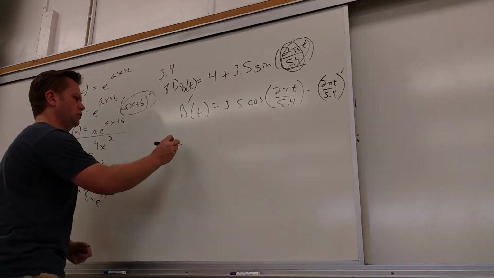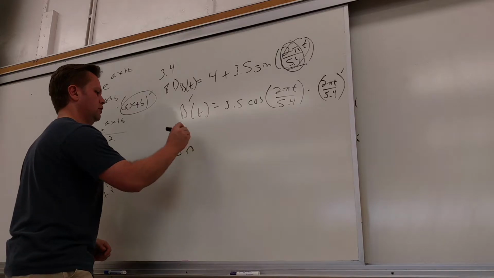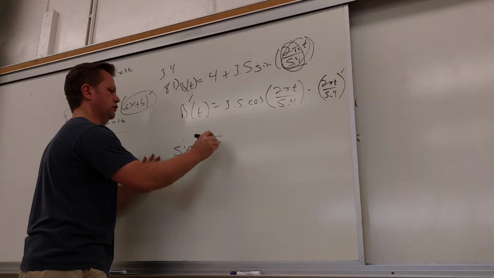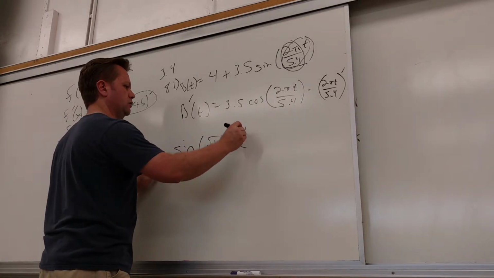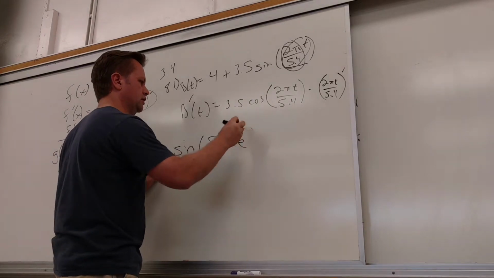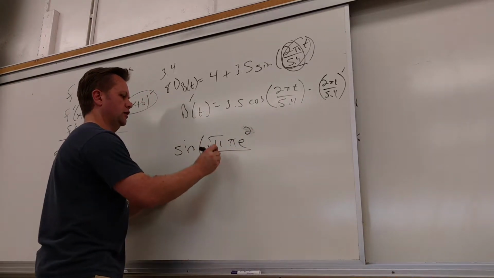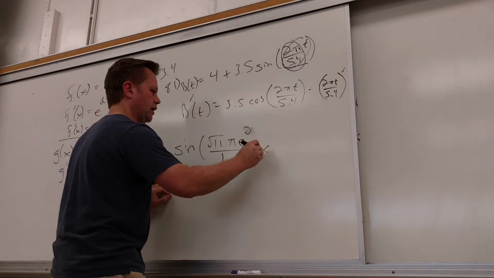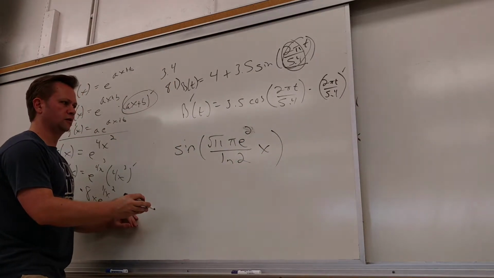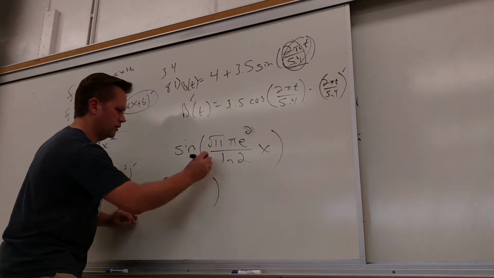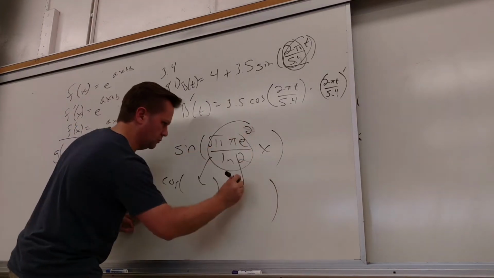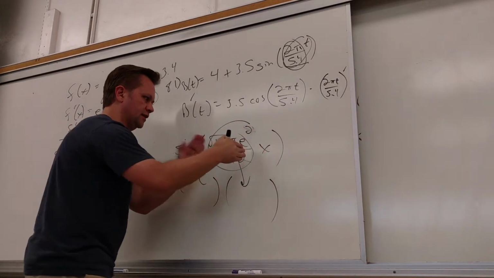I mean, I could load something down. What's the derivative of sine of square root of 11 pi e to the b? Or let's say e to the e squared over natural log of 2x. What's that guy's derivative? Cosine of that times the coefficient, because the derivative of number times x is that number.